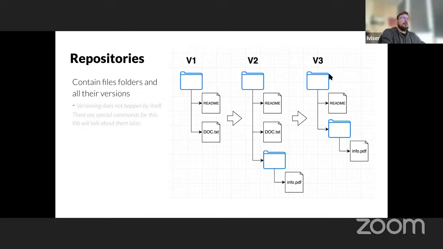And then you decided to remove one of the files. You don't need it. In version 3, you can see the same directory doesn't have the doc.txt file, but it doesn't happen automatically. To do that, you have to command Git to create a version. We'll discuss all these commands a bit later. Okay, any questions so far? Good.